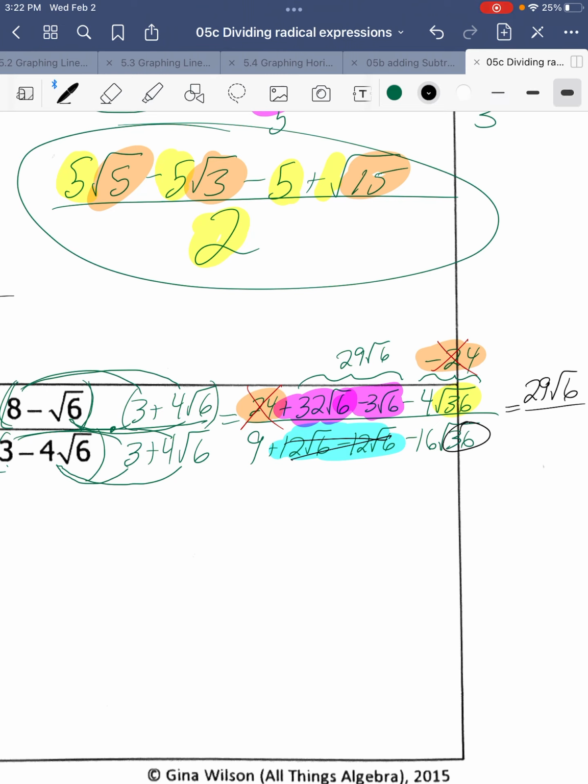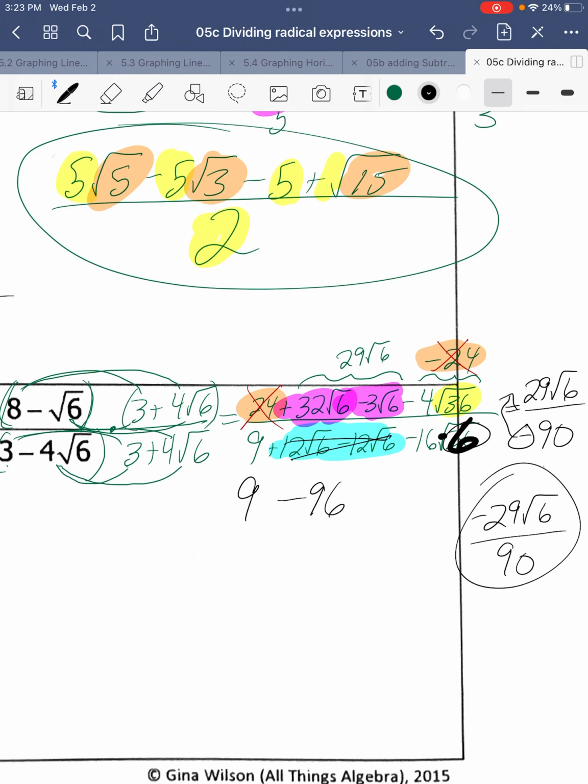6 times 16 is 96. So that's going to be negative 96. So I have the 9 minus 96 is negative 90. Cool. Look at 29/90ths. Can I simplify anything? No. The one thing that you could do is move this negative to the numerator, which is only going to be that one monomial. You don't have to move anywhere else. And that is your final answer.